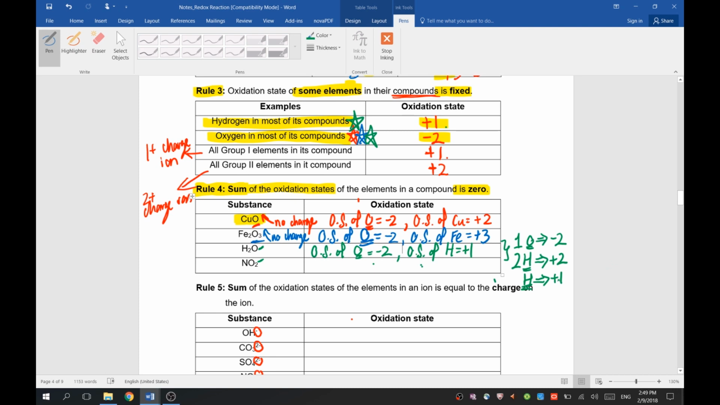Alright, can you try out number 4 by yourself? The nitrogen dioxide by yourself. If you need to pause before the answer is shown in 5 seconds, you may wish to pause now. If not, let's take a look at the answers.